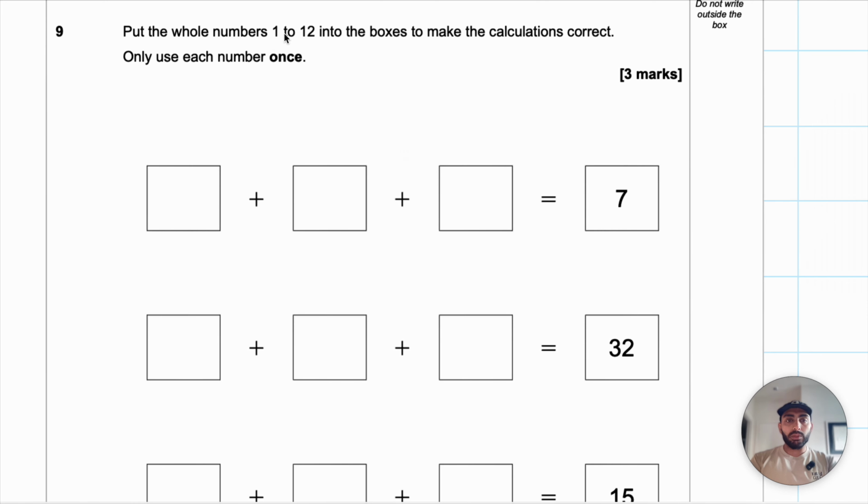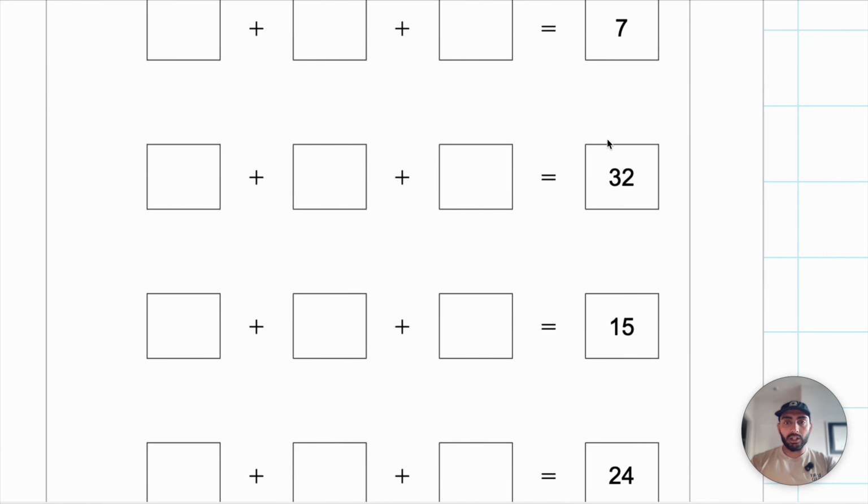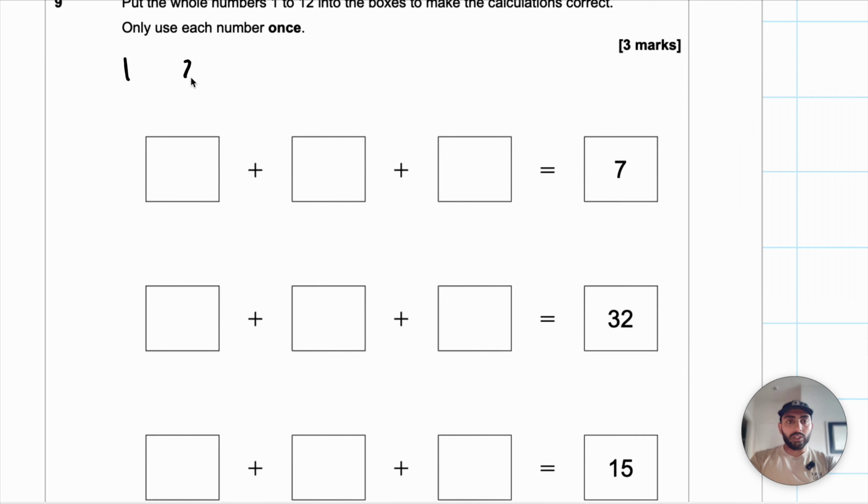Question 9. Put the whole numbers 1 to 12 into the boxes to make the calculations correct. Only use each number once. So we're trying to make all of these calculations. We've got 7, 32, 15, and 24. And we can only use 1, 2, 3, 4, 5, 6, 7, 8, 9, 10, 11, and 12. And we can only use them each once.